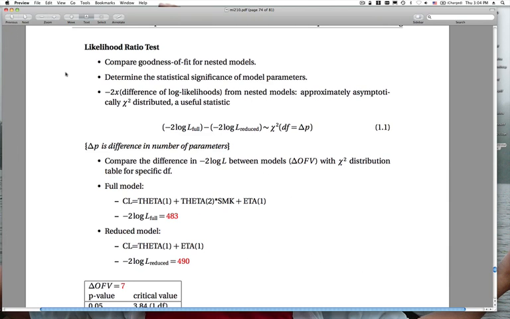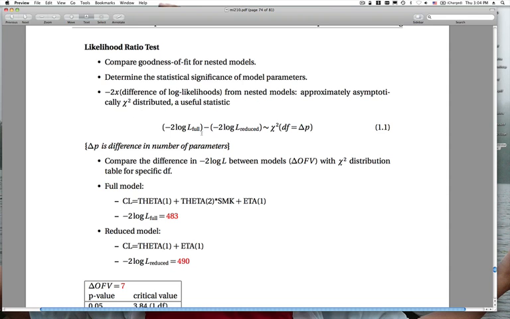The likelihood ratio test is a way to make a statistical inference comparing 2 models that are nested. And when we say that models are nested, that means that one model is a subset of the other. Well, from statistical theory here, we know that minus 2 times the difference in the log likelihoods from nested models follows an approximate chi-square distribution.